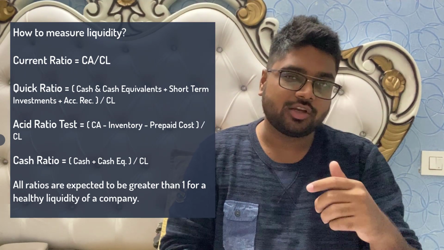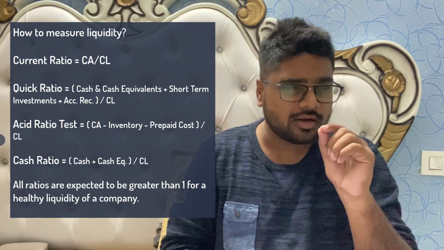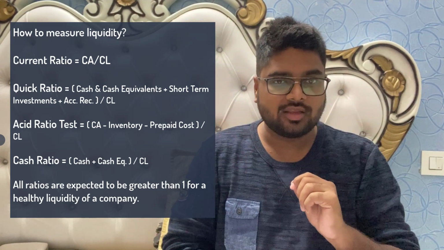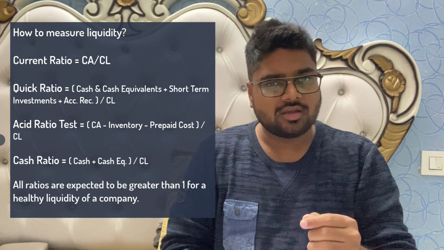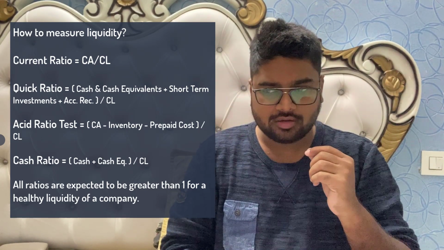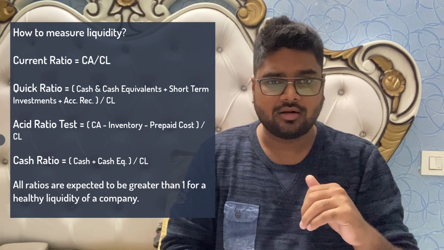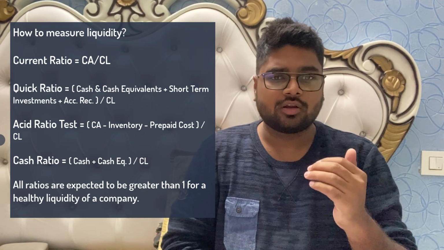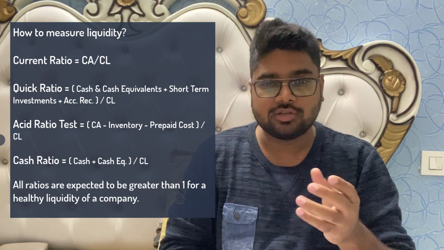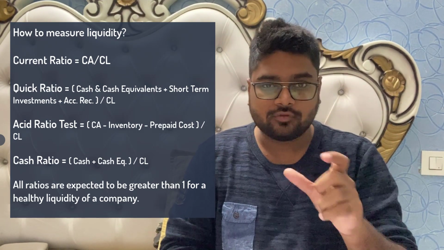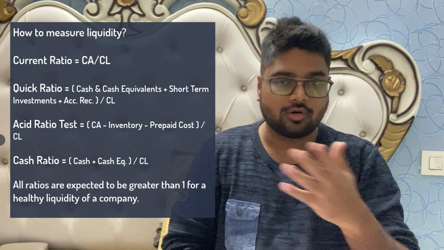Next comes the quick ratio. It is a bit more strict formula, where companies calculate cash and cash equivalents plus short-term investments plus accounts receivable, the money that is yet to come, and then divide it by current liabilities. They are not considering all the assets, only these, so this value will usually be less than the value of the current ratio. But again, it needs to be on the positive side, and if it's greater than 1, awesome.